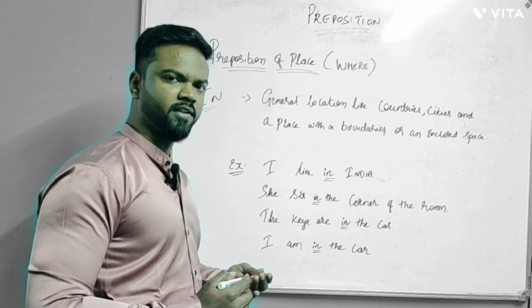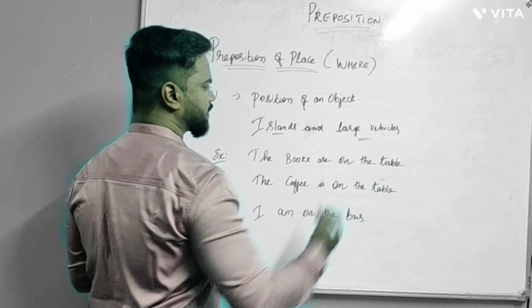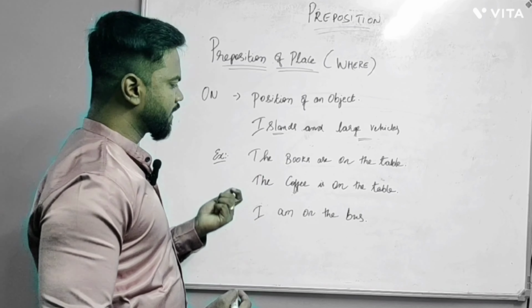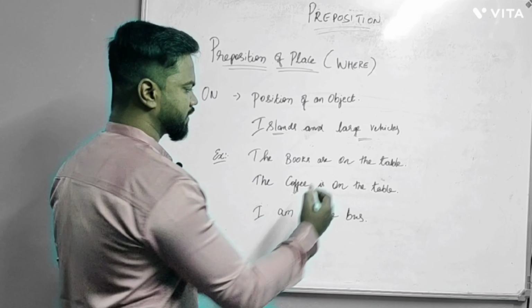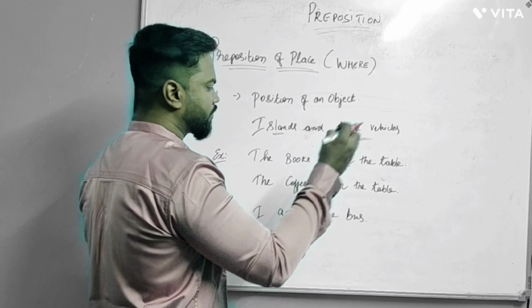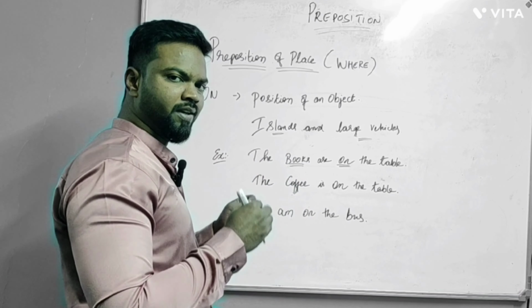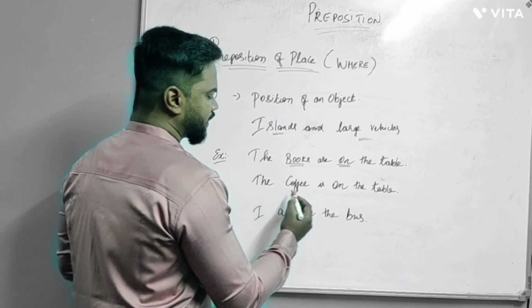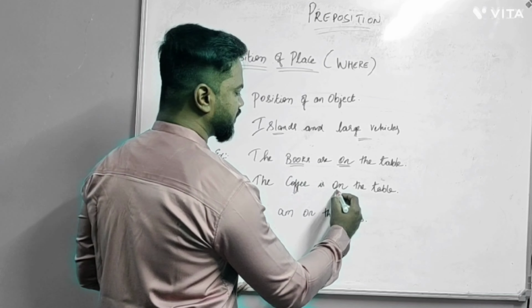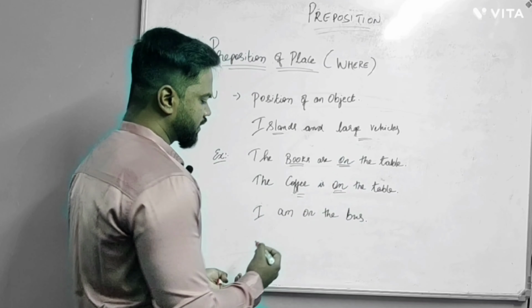Other preposition of place. We use on to indicate the position of an object, and also we use on for islands and large vehicles. Let's look at these examples. The books are on the table. See here, it indicates the position of an object. It is showing the position where it is now. It is on the table. The coffee is on the table. Again, it is showing the position of an object.